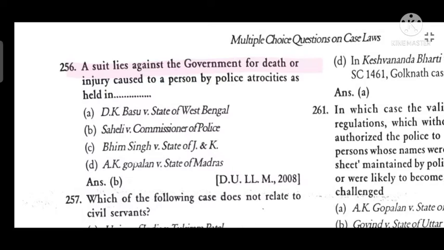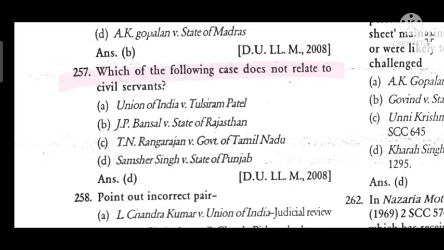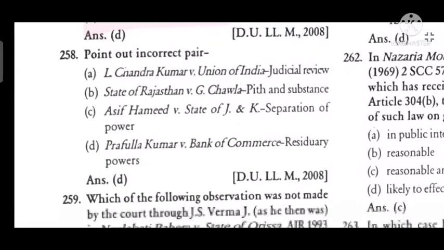Suit lies against the government for death or injury caused by the police in a custodial atrocity, held in Saheli versus Commissioner of Police. Which one of the following cases does not relate to civil servants? D. Which is related to civil servants? Union of India versus Tulsi Ram Patel, J.P. Bansal versus State of Rajasthan, T.N. Rangarajan versus State of Tamil Nadu.